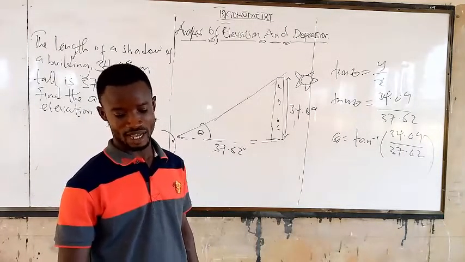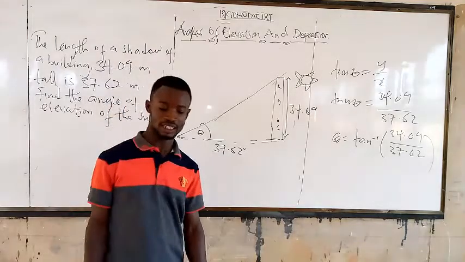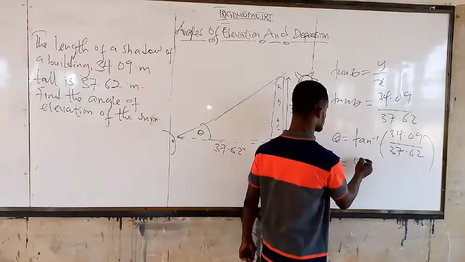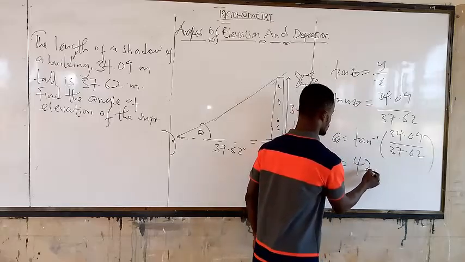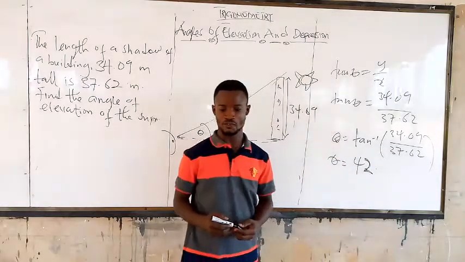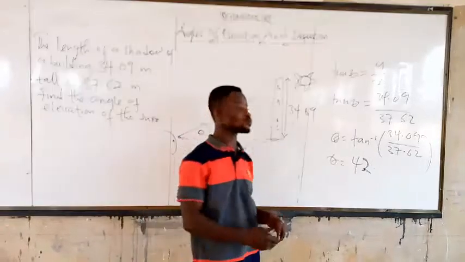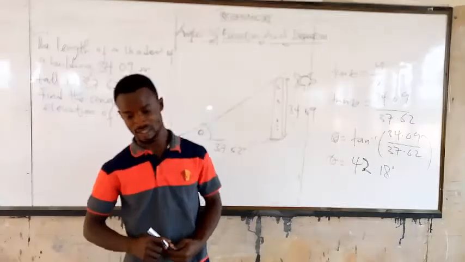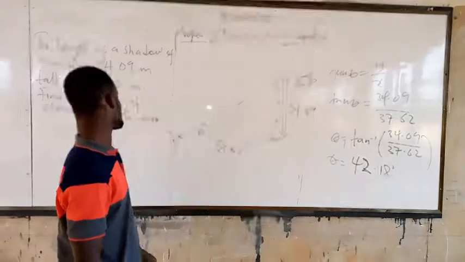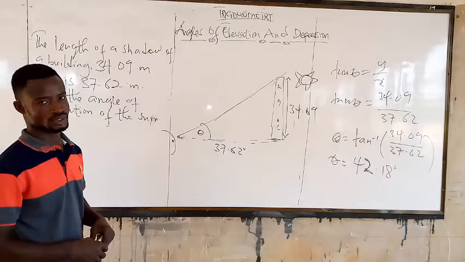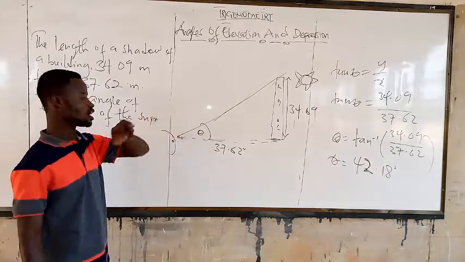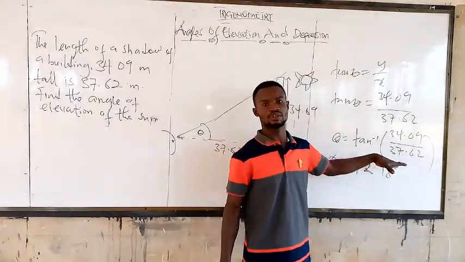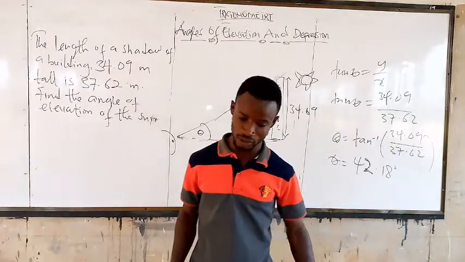I have my answer here already. So theta is going to be 42. Let me confirm it. 42.18 degrees. So that is going to be the angle of elevation. So you conclude: therefore, the angle of elevation is 42.18 degrees. Then you put it there.